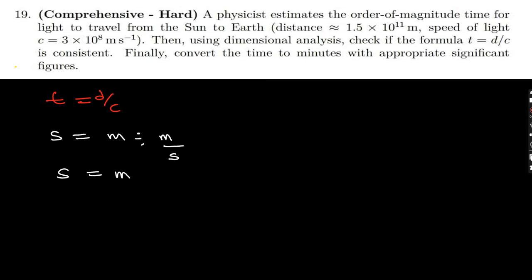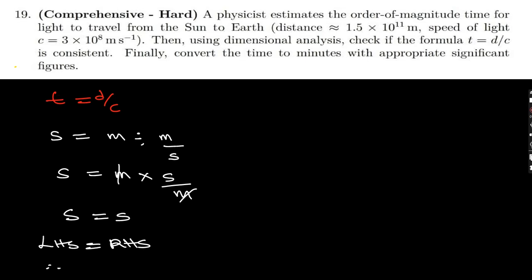So we're going to have meters. To change division to multiplication, we flip the fraction to seconds over meters. That means meters and meters cancel. We're going to have seconds equal to seconds. You can say the left hand side is equal to the right hand side, hence the equation is dimensionally correct. You conclude like that. Now the other question is to use dimensional analysis to check if that is correct.